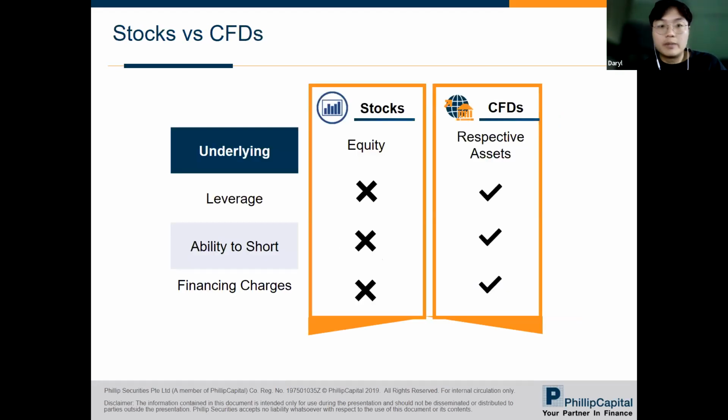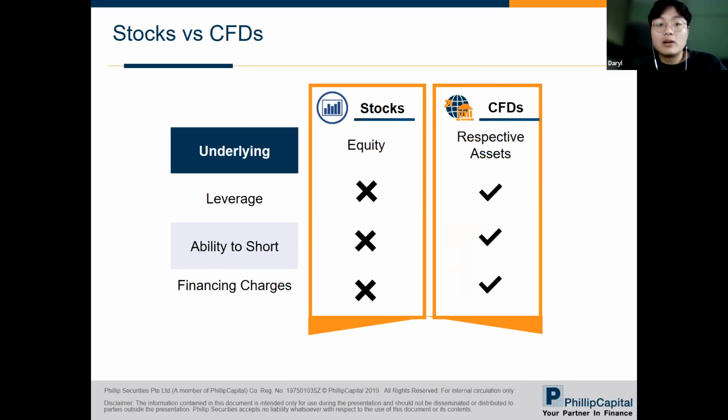So what's the difference between stocks and CFD? One key advantage CFD has over stocks is something called leverage, which means you can use lesser margin to gain higher exposure, which we will discuss later in more detail.